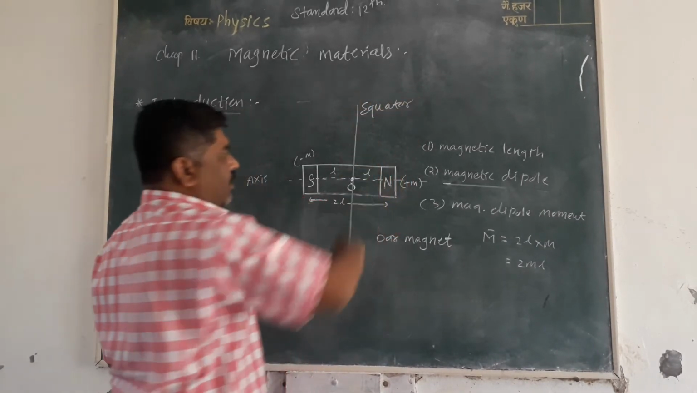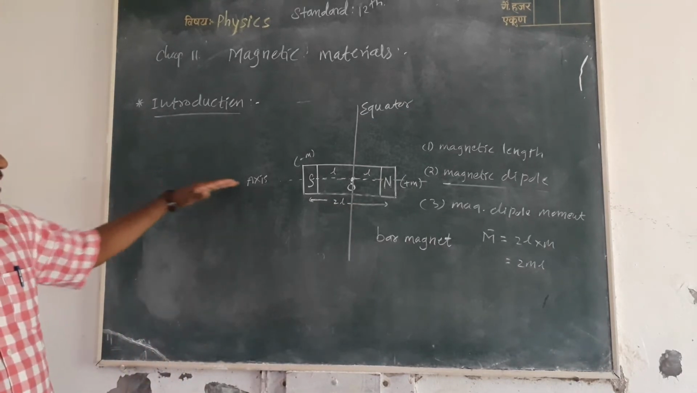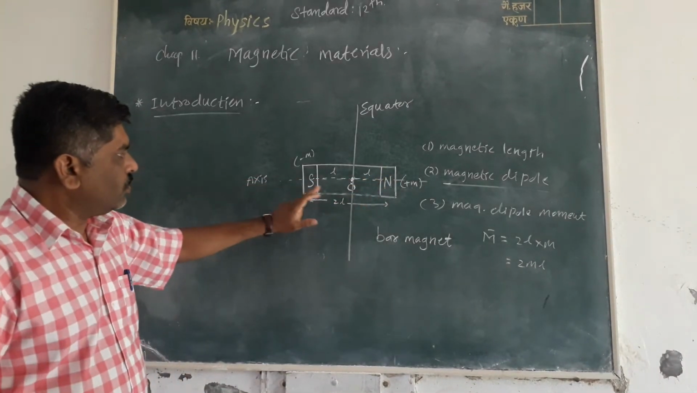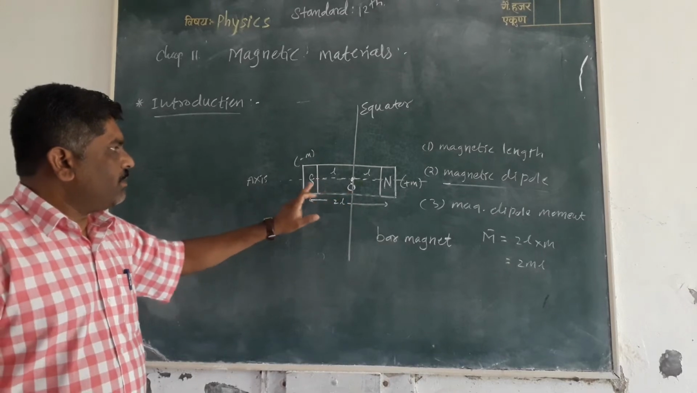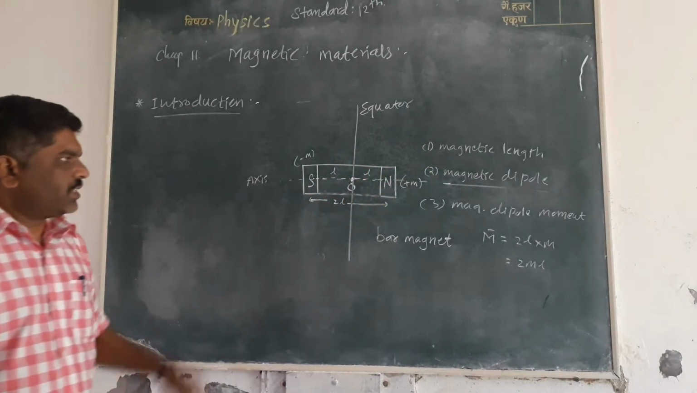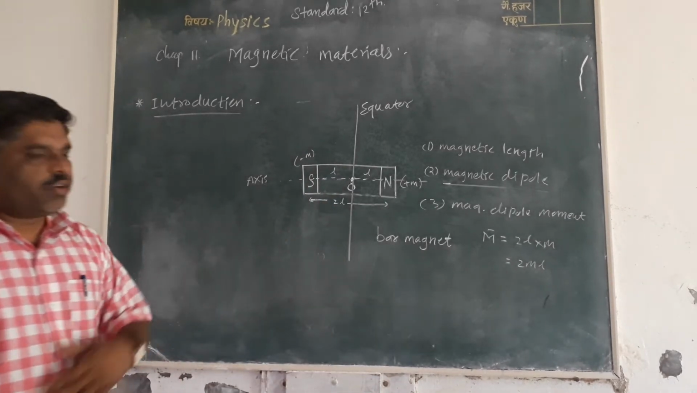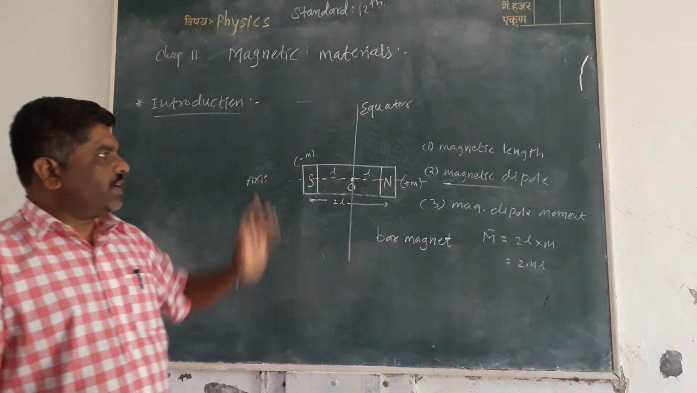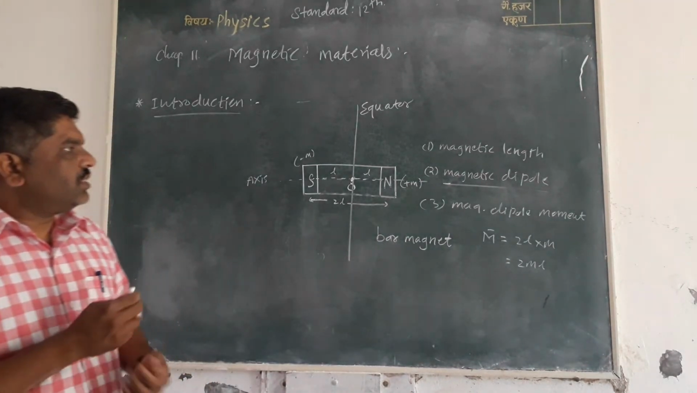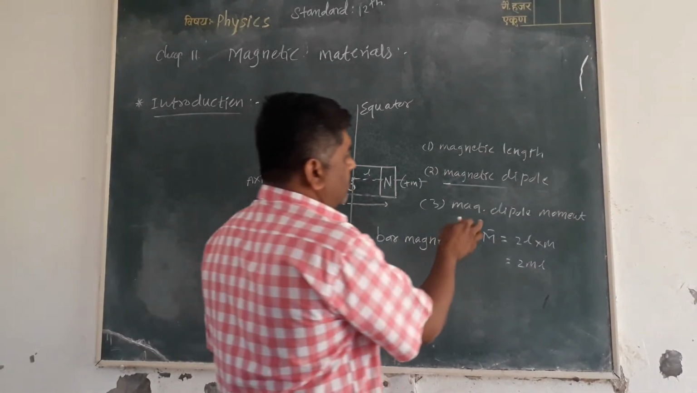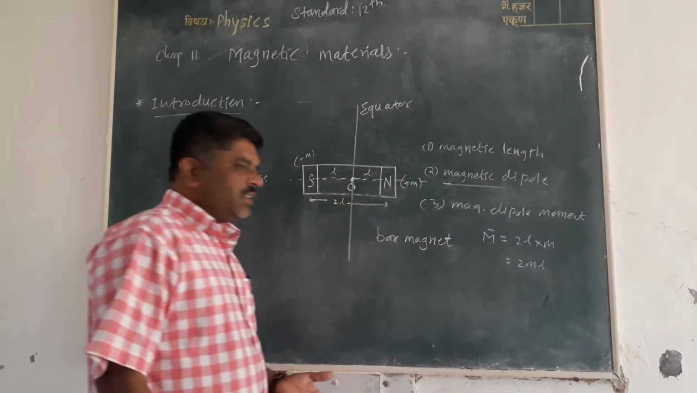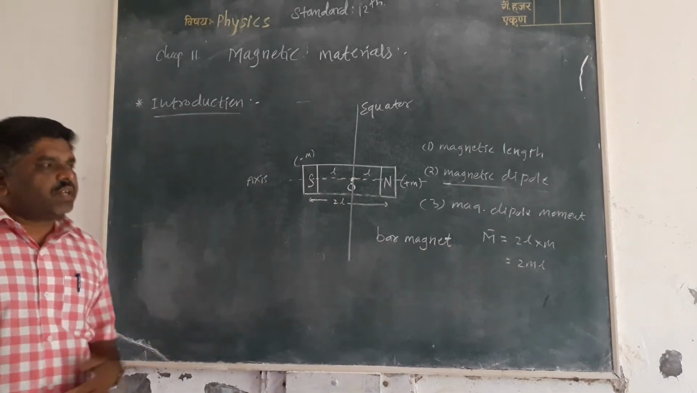The equator of the magnet. The line passing through origin, N pole and S pole is called axis. The line passing through origin and perpendicular to the magnet is called equator. Magnetic length, geometric length, magnetic dipole moment.